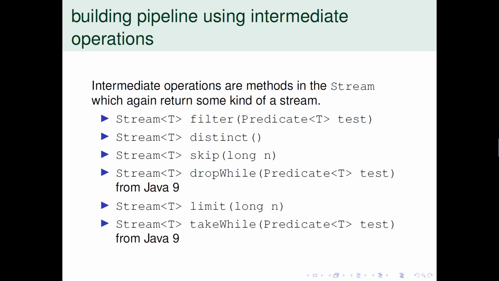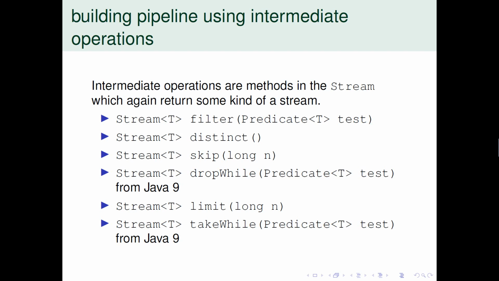So what I have done basically is I have categorized these methods. If you look at these methods, all of them can result in a reduction of the number of elements on the output side. There is a possibility of fewer elements going to the output side. Each of these methods, filter, distinct, skip, drop while, limit, take while, has a possibility of reduction.